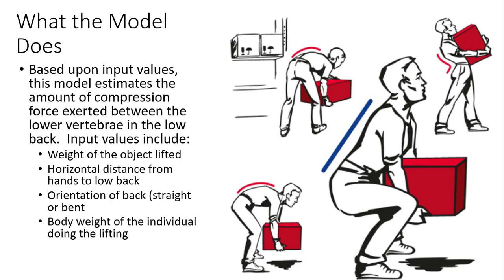So the four input values are the following. First of all, the weight of the object being lifted. So the weight in pounds is going to make a difference here.